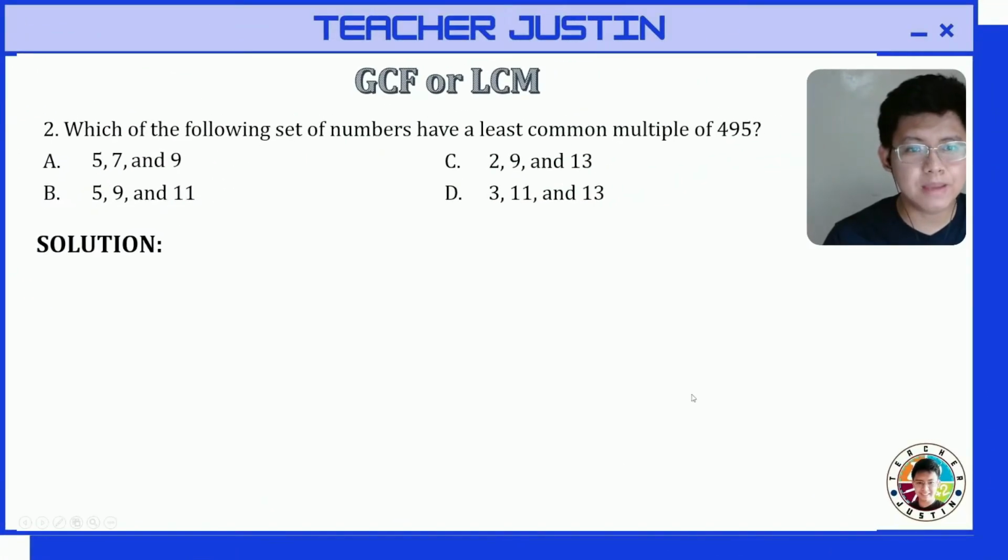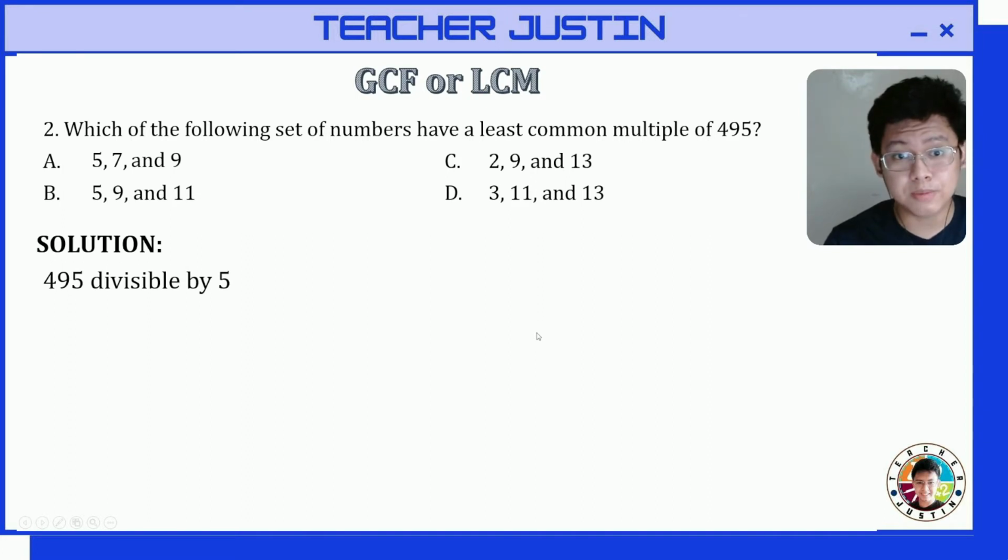Okay, let's have this item. Which of the following set of numbers have a least common multiple of 495? So now, para masagutan natin tong item na to, let's look at the number 495. Nag-e-end siya sa 5. So, we can say that 495 is divisible by 5. Therefore, lahat ng may 5 sa choices natin will be considered a possible solution. At yung mga wala namang 5 sa kanilang listahan will be eliminated. So, pwede na nating i-cross out si letter C at si letter D.